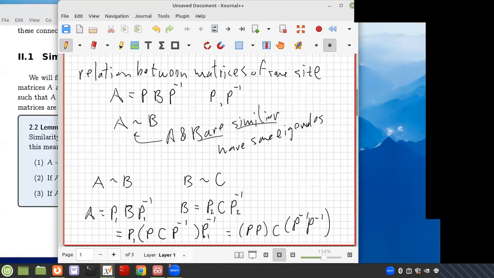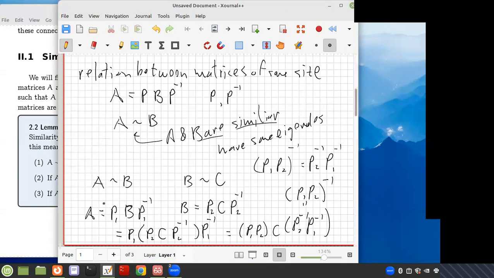This is 1, 1, 2, 2, 1, 2, 2, 1. Now, there's a theorem that says that if P1, P2 are invertible, then P1 P2 has an inverse, and its inverse is P2 inverse, P1 inverse. So this equals (P1 P2) inverse.